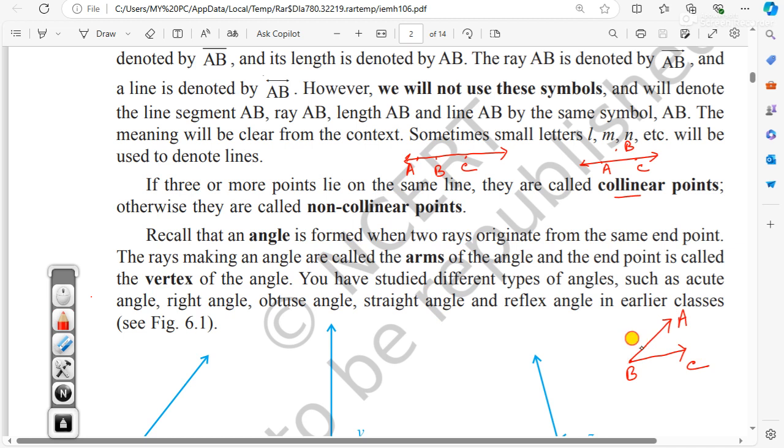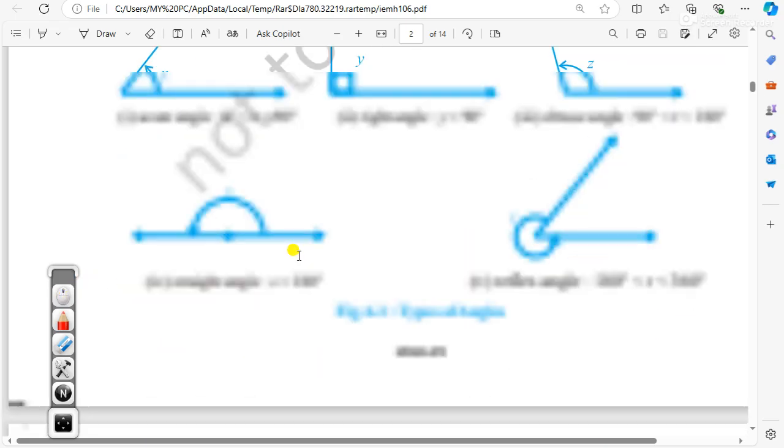If you want to represent this angle, then we can represent it by angle ABC, or it can also be represented as just simply angle B, right? In this way you can represent all these things. We studied different types of angles such as acute angle, right angle, obtuse angle, straight angle and reflex angle in earlier classes. These I am not going to discuss further, right? Now we see the other things.